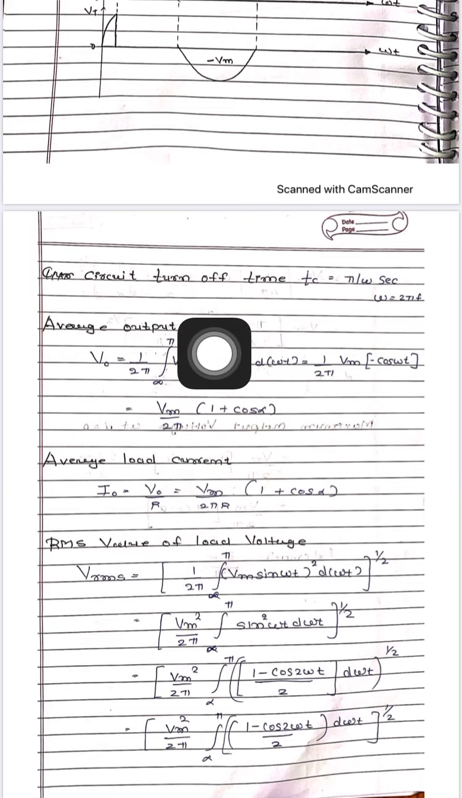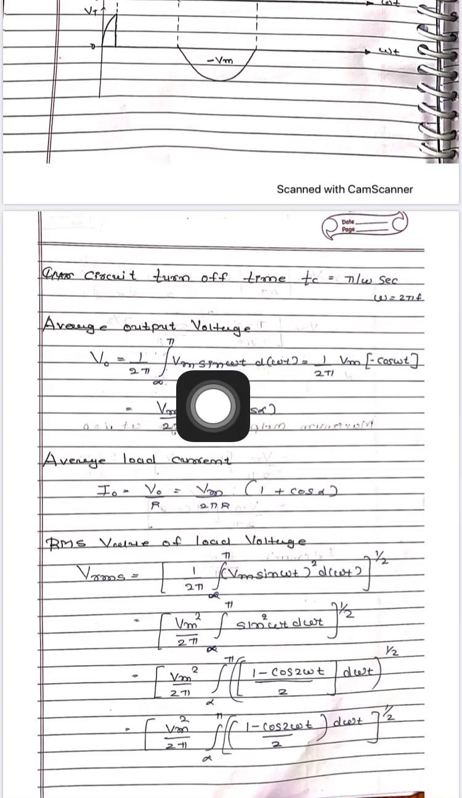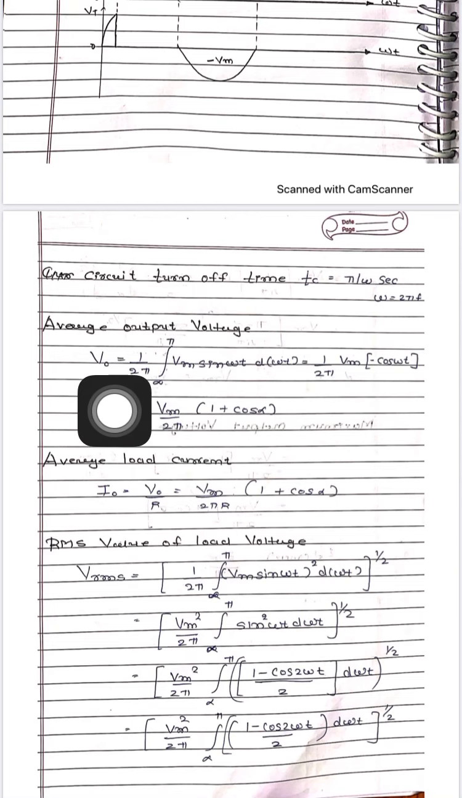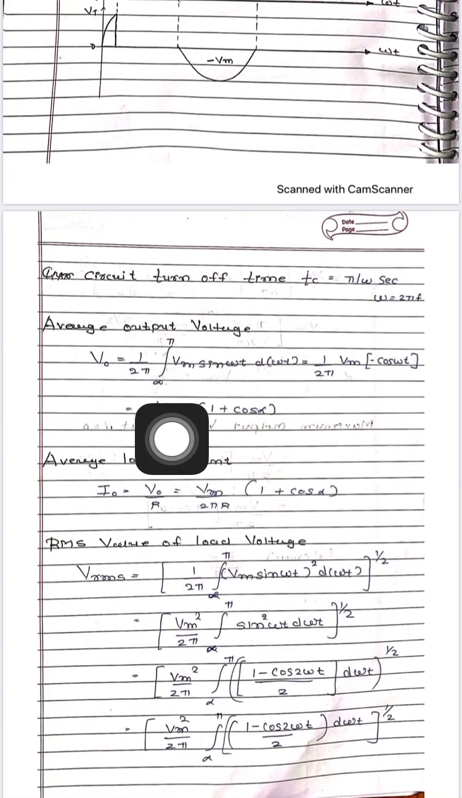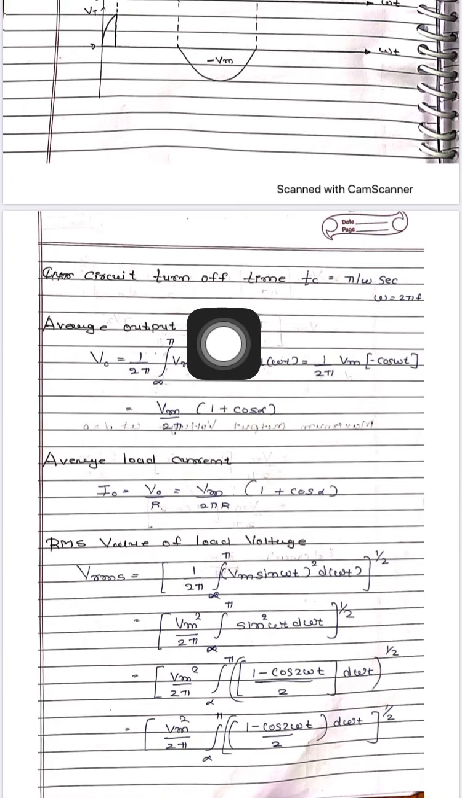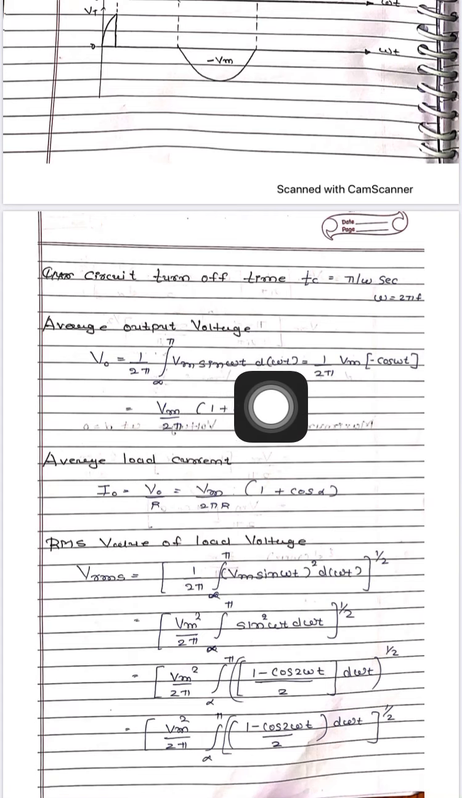So, alpha to pi is what we consider, because my switch is on only during alpha to pi, right. Alpha to pi, the limit is Vs. Our Vs is Vm sin omega t, with d omega t. So V0, the output voltage, for a half wave is 1 by 2 pi, integrated from alpha to pi, that is the turn-on cycle, of Vs, that is Vm sin omega t d omega t. That is the integration equation.